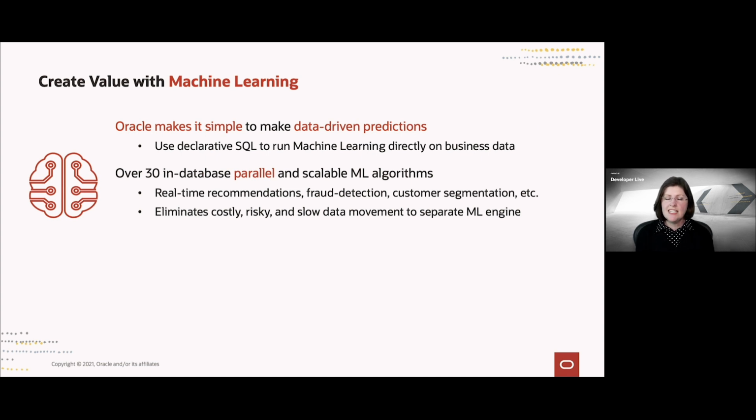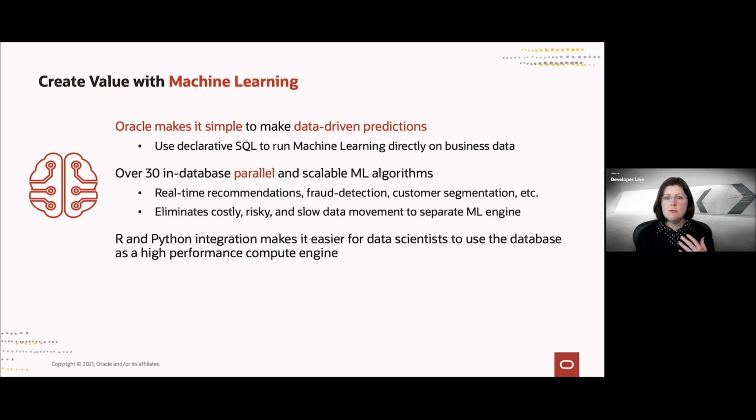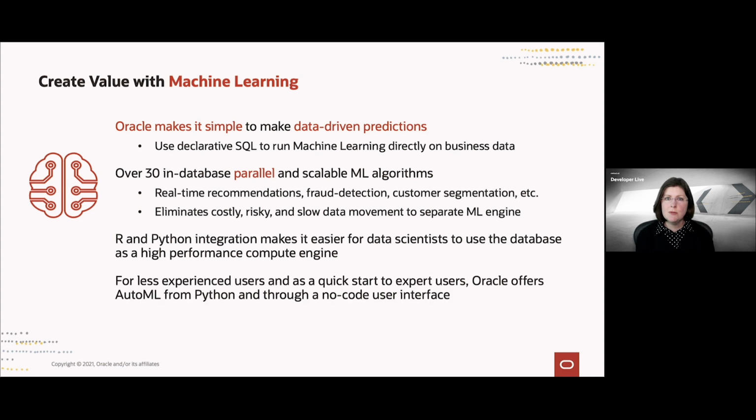Now, a lot of data scientists much prefer to operate in R and Python, and we have full integration with both R and Python to make it much easier for those data scientists to use the database as a high-performance compute engine for that machine learning. And of course, you don't have to be a data scientist to take advantage of machine learning inside the Oracle database. For us novices out there, or for data scientists who are looking to accelerate their model creation, you can take advantage of AutoML, which is a no-code user interface to machine learning. And it's incredibly easy to use. I'll show you that in just a second.